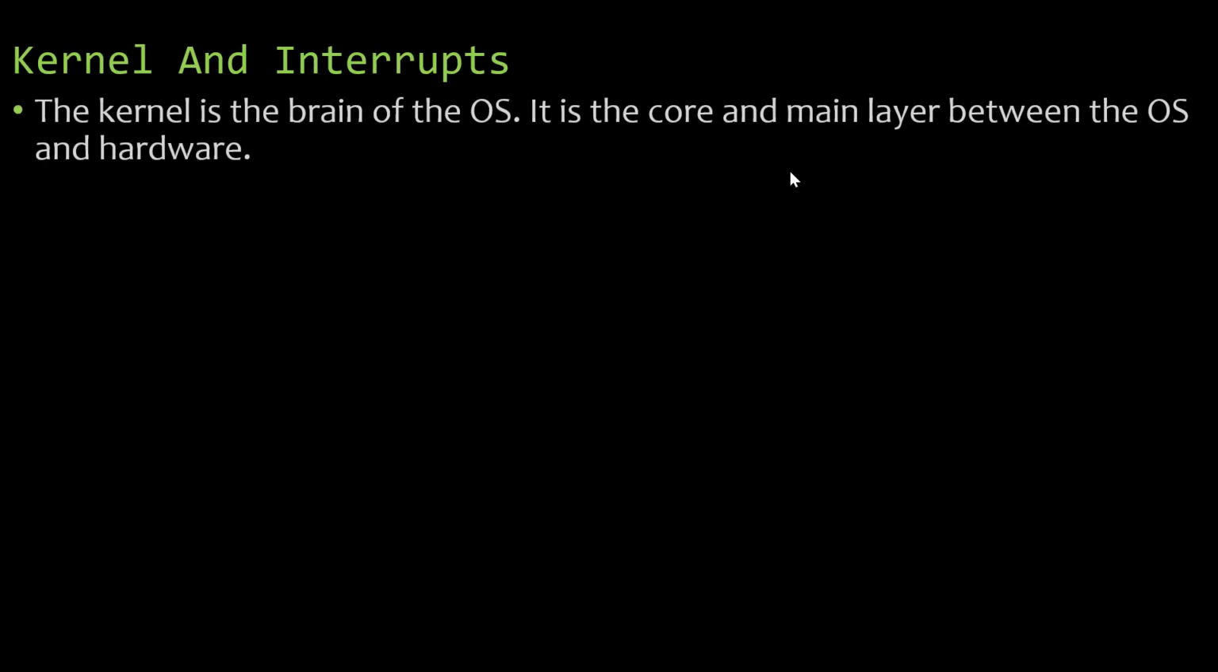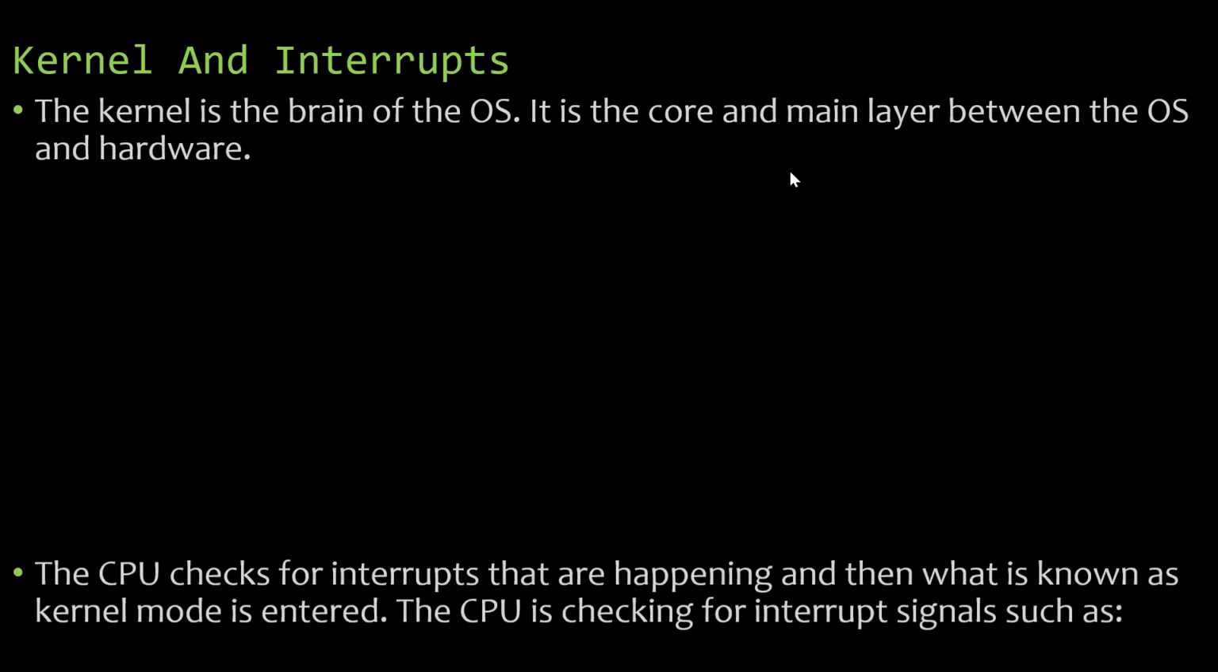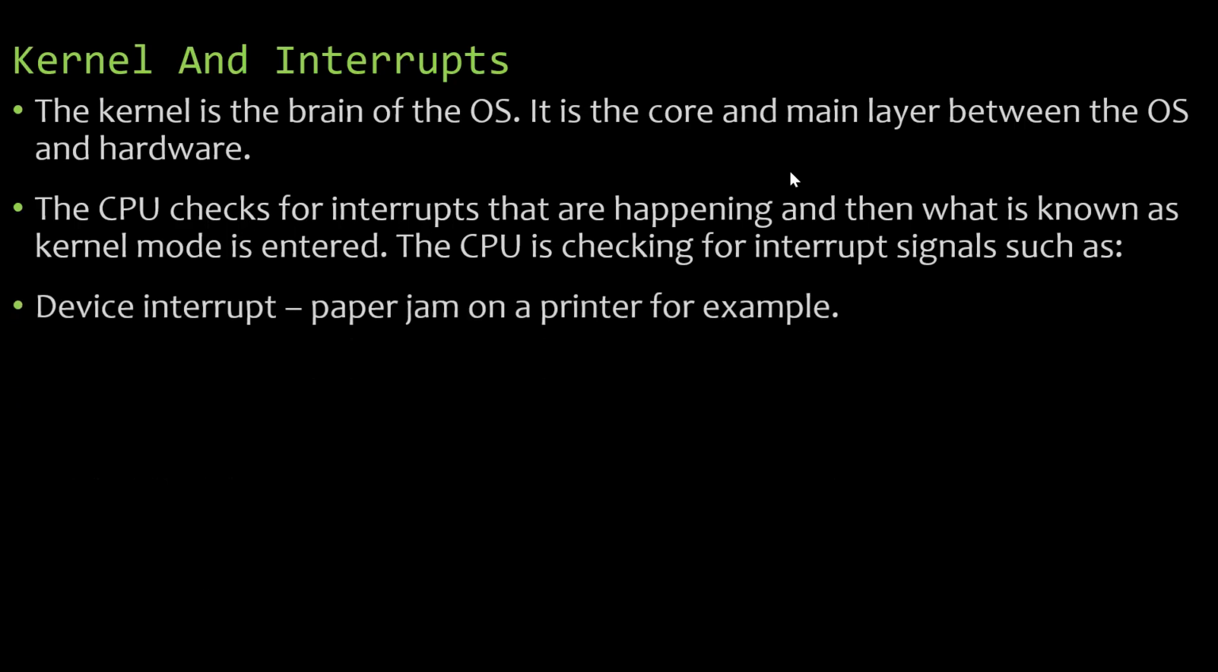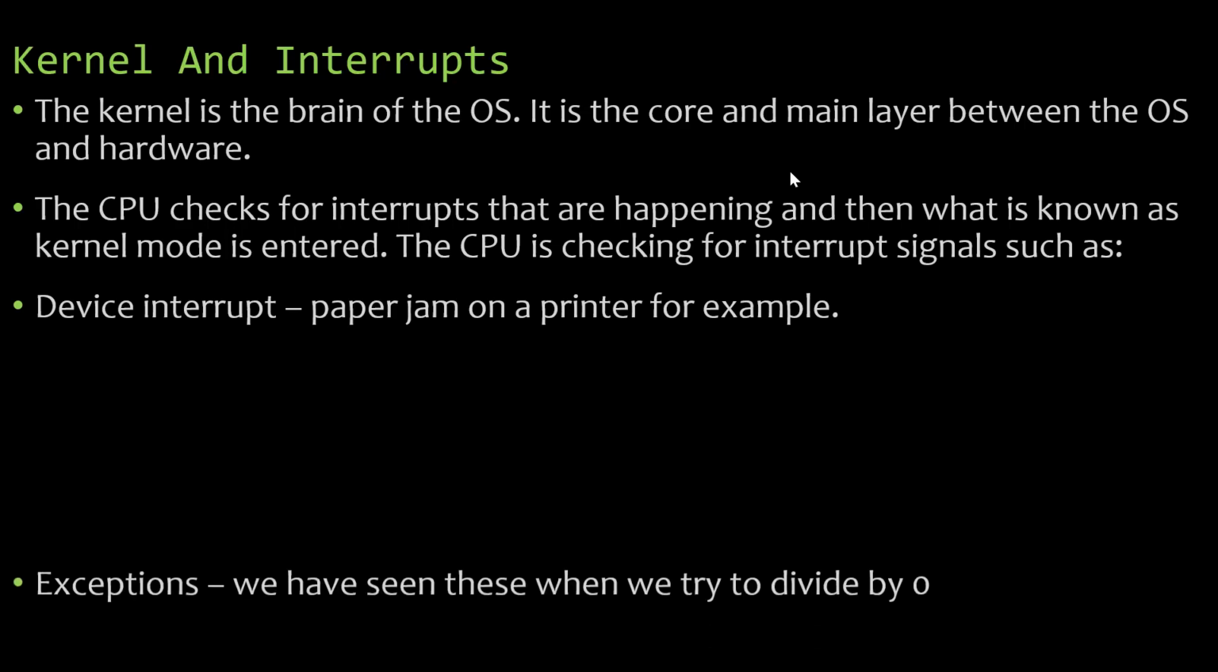Kernel and the interrupts. Well, the kernel is the brain of the operating system. Now, it's the core and the main layer between the operating system and the hardware. Now, the CPU checks for interrupts that are happening, and then what is known as kernel mode is entered. The CPU is checking for interrupt signals because they can come from anywhere when we're on a computer. They can come from devices like printers. Maybe we get a paper jam on the printer. Whatever program we're running is going to be interrupted to let us know, hey, the printer has a paper jam.